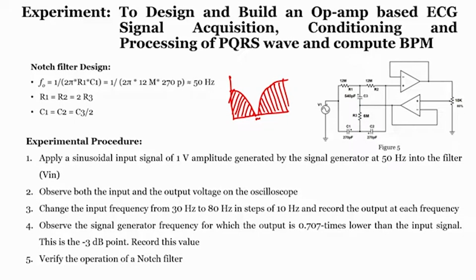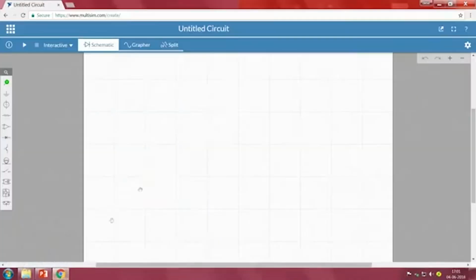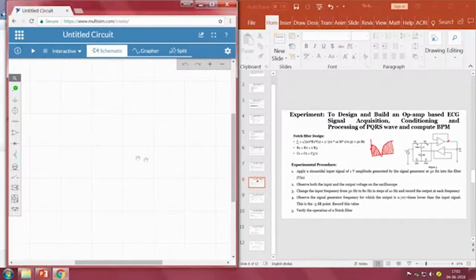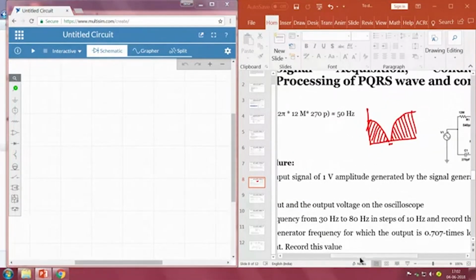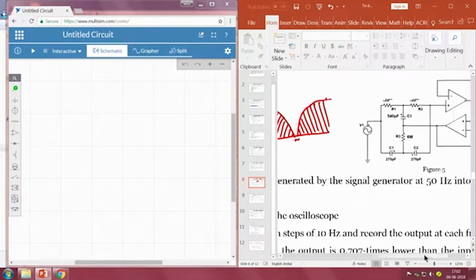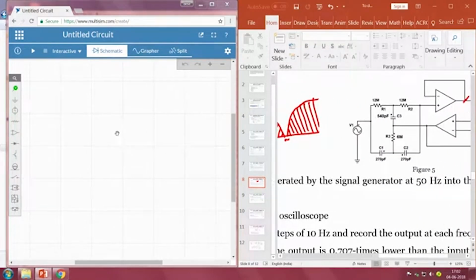Now, we will see the simulation of how exactly the notch filter works by designing the same filter, and the output will be taken at this point. Similar to our previous experiments, we will go to Multisim and try to design the same. We will take 3 resistors and 3 capacitors. If you remember correctly, R1 and R2 should be double the value of R3.